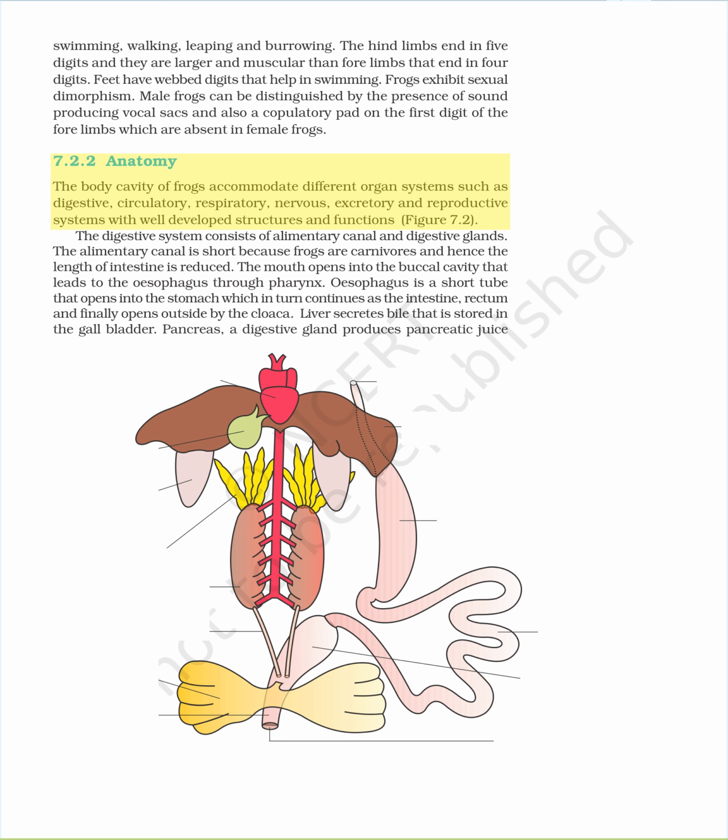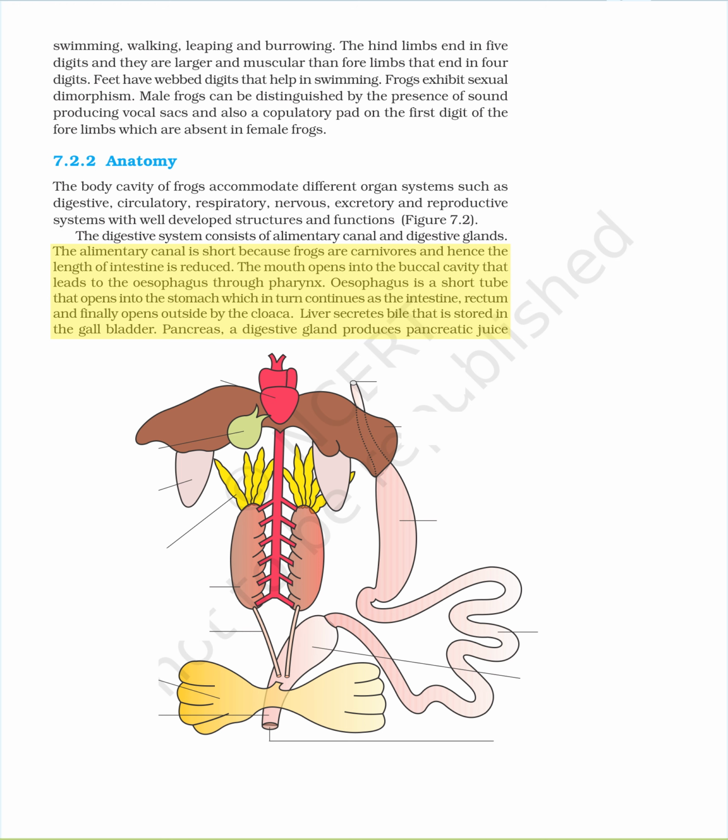7.2.2 Anatomy. The body cavity of frogs accommodates different organ systems such as digestive, circulatory, respiratory, nervous, excretory and reproductive systems with well-developed structures and functions. Figure 7.2. The digestive system consists of the alimentary canal and digestive glands. The alimentary canal is short because frogs are carnivores and hence the length of the intestine is reduced.